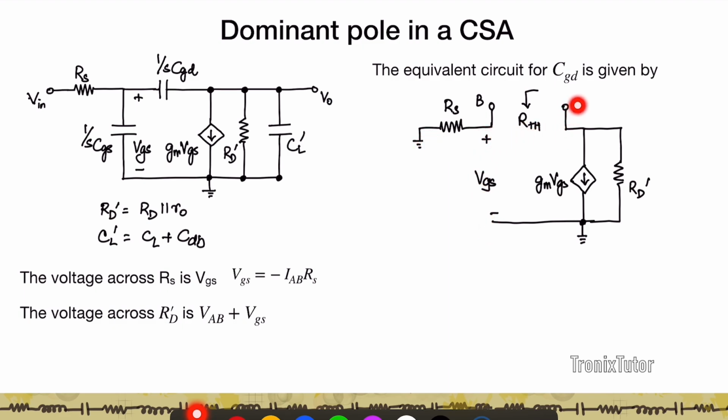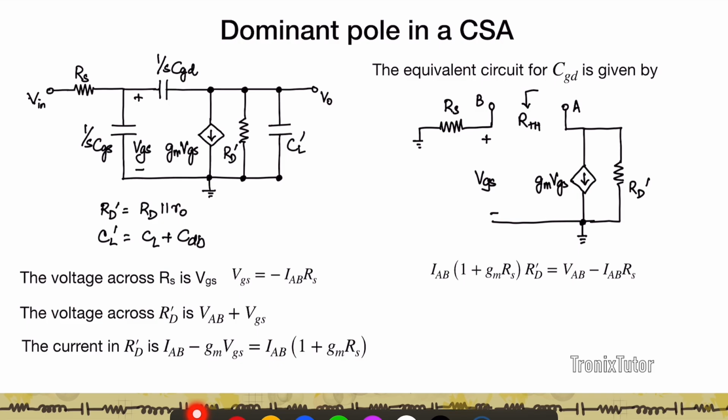So if I look at VA, which is the voltage across RD prime, VA is going to be given by VAB plus VGS, right? And so therefore, if I now look at the current in RD prime, again remember IAB is flowing in, gm VGS flows through this branch, so the remaining current flows through RD prime. So current flowing through RD prime is IAB minus gm VGS, and if I substitute the value of VGS in, I'm going to get IAB times (1 plus gm RS).